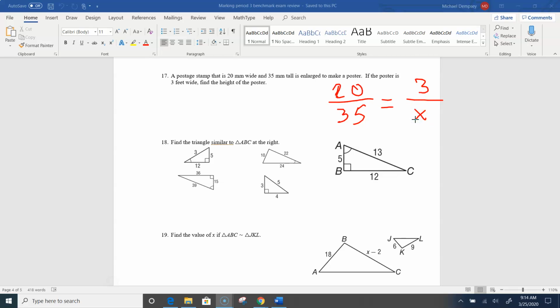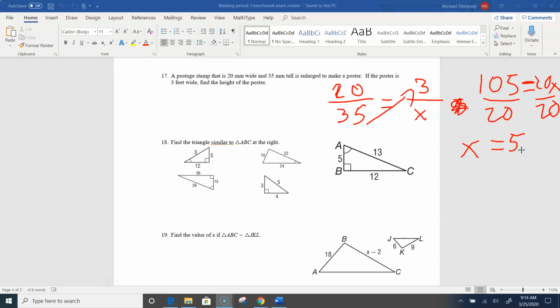and we want to know how many feet tall it's going to be. Okay, so I can just cross multiply here. 3 times 35 is 105, and that's going to be equal to 20x. So we divide both sides by 20. And I think we just get 5.25 for x.